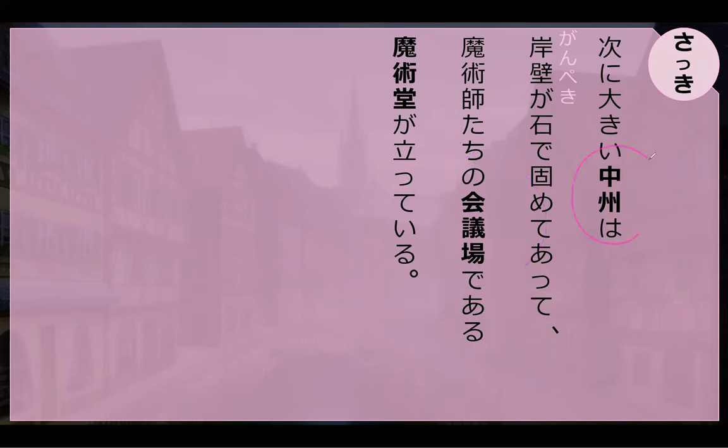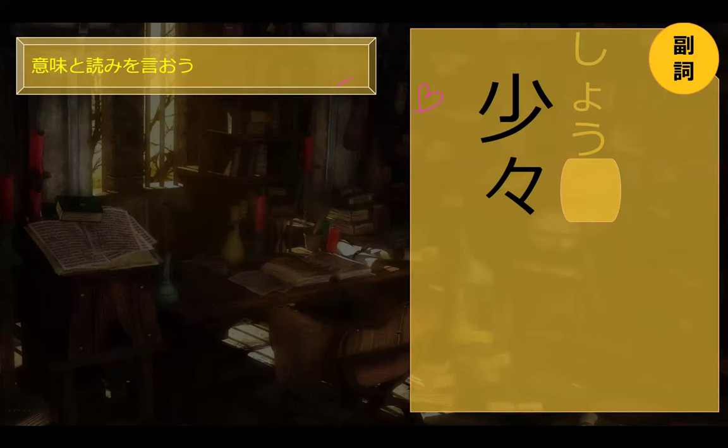How do you say River Island? Nakasu. Perfect. Yes. Perfect. Good job. How do you read this word? Majutsu, do, as in dojo. You're right. A large dojo space would be a kind of place like that.